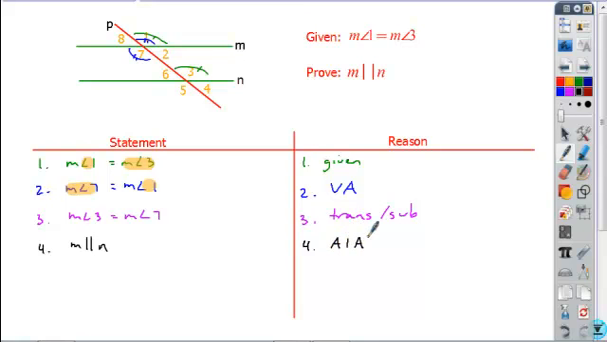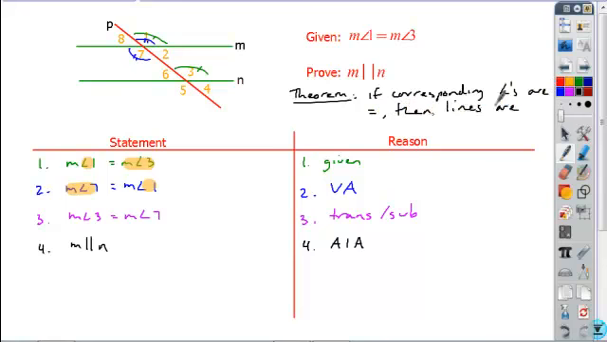Okay. So we can now kind of build this up. We have a new theorem. Our new theorem was angles 1 and 3, which are corresponding angles. So if corresponding angles are equal, then that's enough to show that lines are parallel.